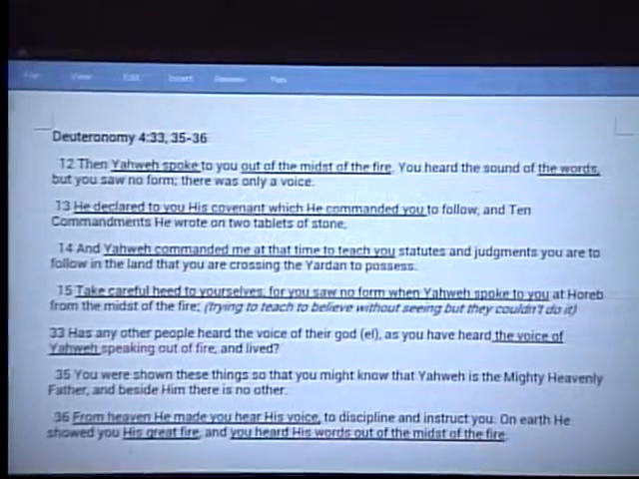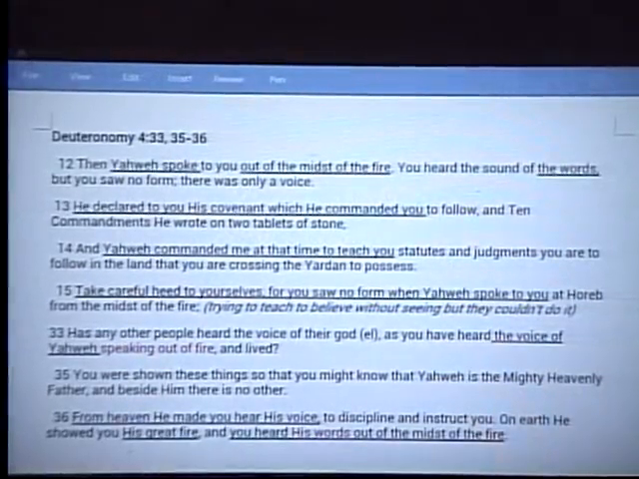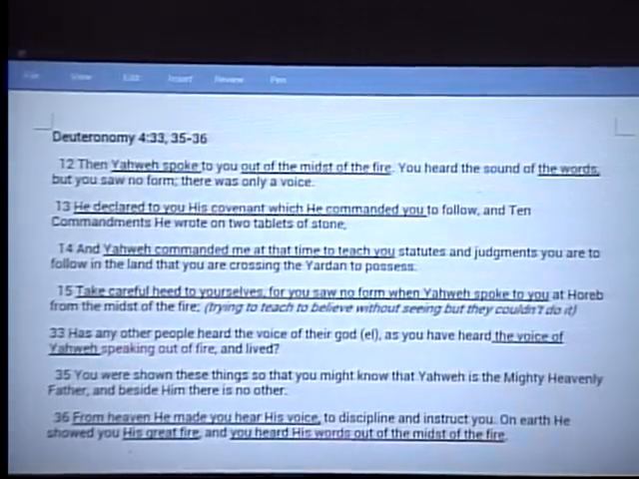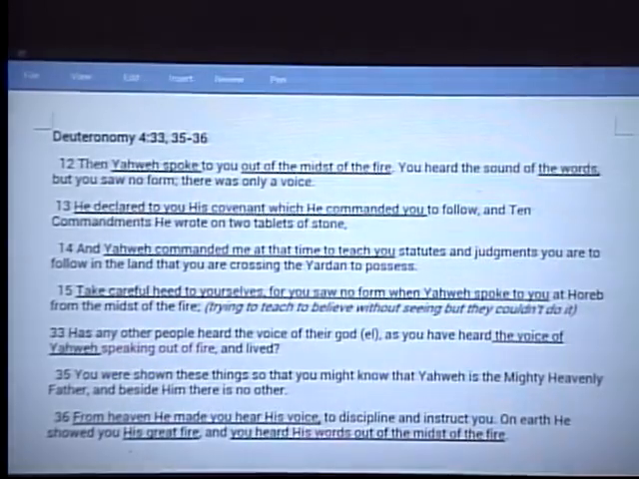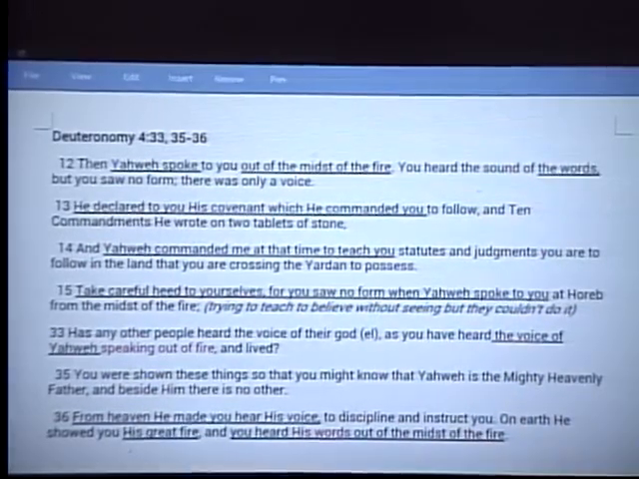Verse 33, has any other people heard the voice of their gods? Have you heard the voice of Yahweh speaking out of the fire and lived? Notice, speaking out of the fire. Remember verse 12, he's speaking out of the midst of this fire. And you hear the voice of Yahweh. And boy, Hollywood loves to play that up, don't they? Verse 35, you were shown these things so that you might know that Yahweh is the mighty heavenly Father, and beside him there is no other.